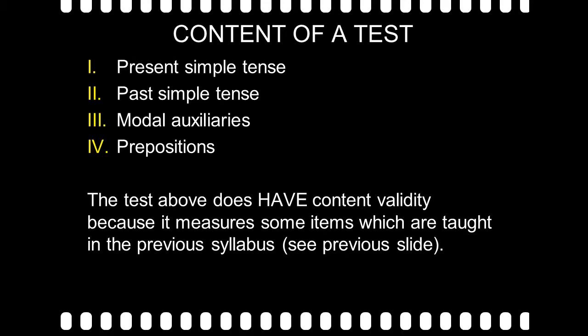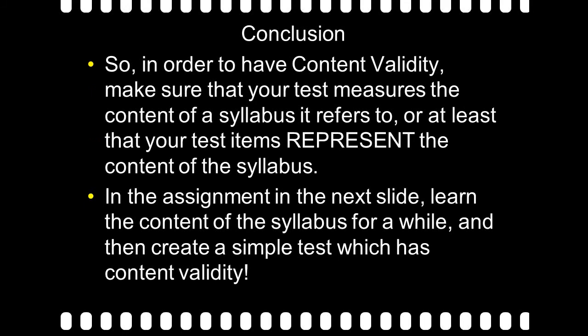Okay, so now you get the idea of a test which does not have content validity and the test which has content validity, right? Okay, so in conclusion, in order to have content validity, make sure that your test measures the content of the syllabus that it refers to, or at least that your test items represent the content of the syllabus. By represent, I mean the items in your test should more or less be similar to the content of the syllabus.